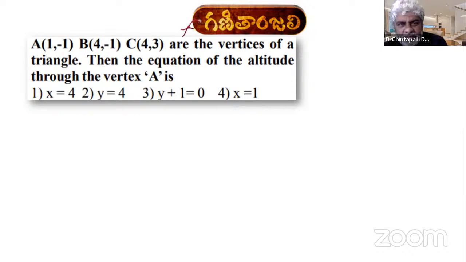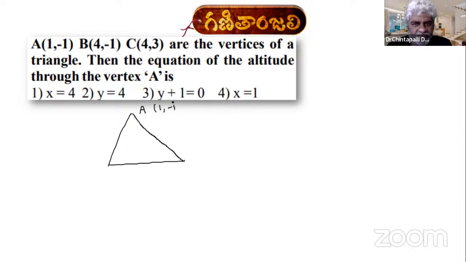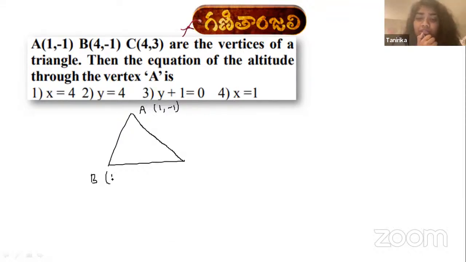Can you figure out this question? A, B, C are the vertices of a triangle. Then the equation of the altitude to the vertex A is. Can you answer this question, Jyoti? What are the coordinates of A? 1, comma, minus 1. Coordinates of B? 4, comma, negative 1. Coordinates of C? 4, comma, 3.